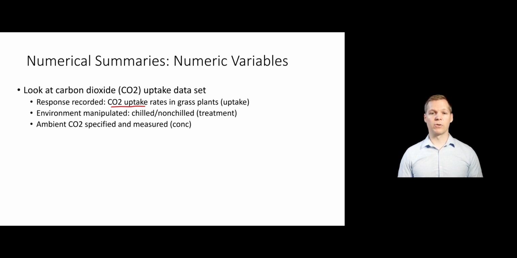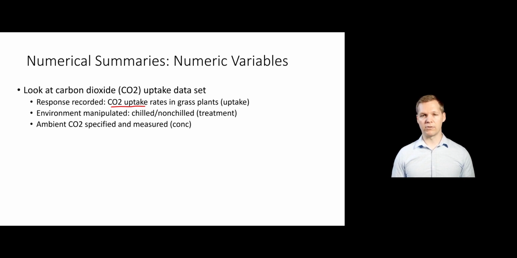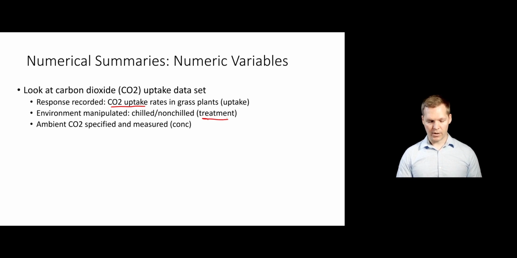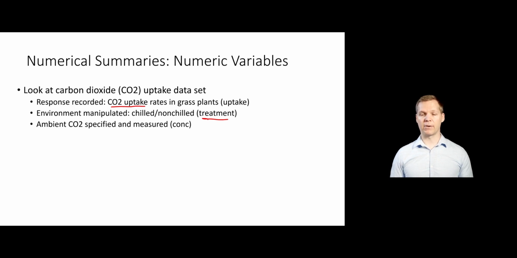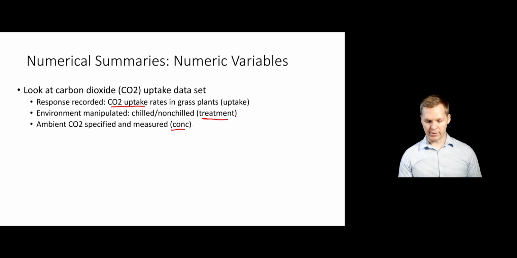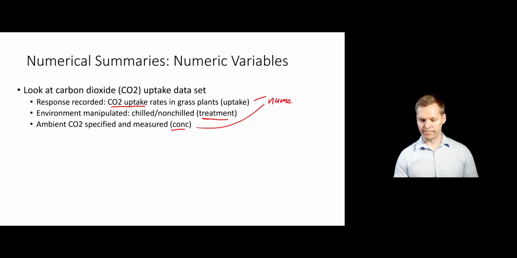One of them that was categorical that we'll look at later is the environment that they used, whether chilled or non-chilled, and that's going to be called treatment in this case. And then they also specified and measured the ambient CO2 to make sure that that wasn't a problem, or sort of a confounding variable, and that variable is called conc. So these ones are both going to be numeric, and we'll look at those. But the main variable that we'd want to summarize for this data set would be the uptake variable, because that is our response variable. That is the variable that is characterizing performance for our data set.